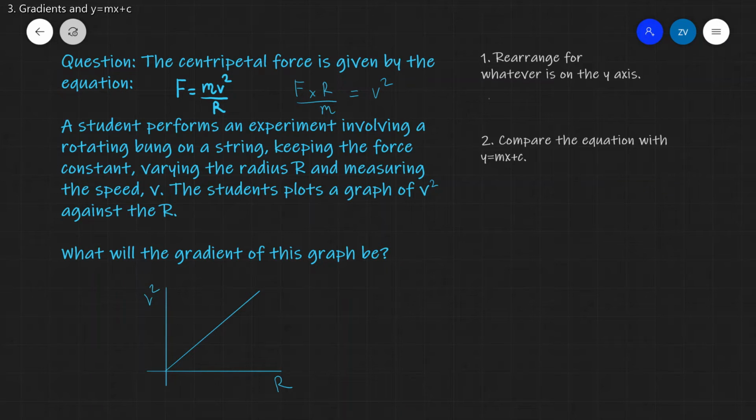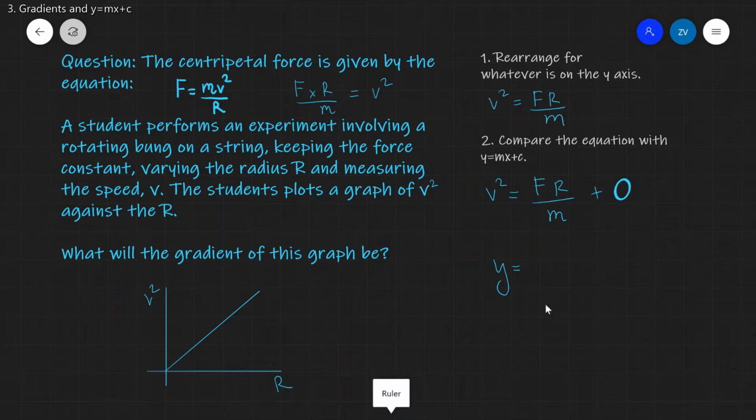Okay, so let me just write this down here. V squared is equal to Fr divided by m. And this is our equation correctly rearranged for v squared. Now what we need to do is compare this equation with the equation of a straight line, y is equal to mx plus c. So what I'm going to do is just copy this. So v squared is equal to Fr divided by m. I'm going to add a little plus 0 over here, and what I'm going to do is just write down y is equal to mx plus c.